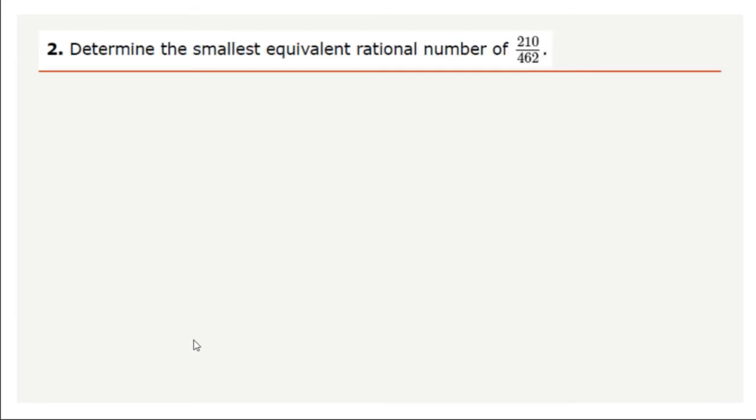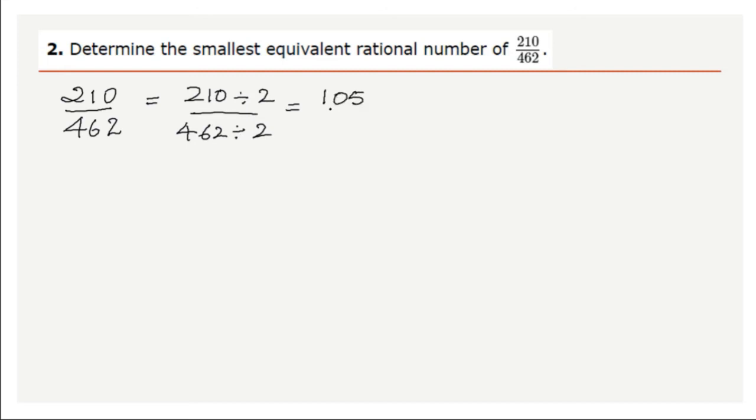Next question. Determine the smallest equivalent rational number of 210 upon 462. Both 210 and 462 are even numbers. Hence, I divide by 2. If I divide by 2, I get 105 upon 231.